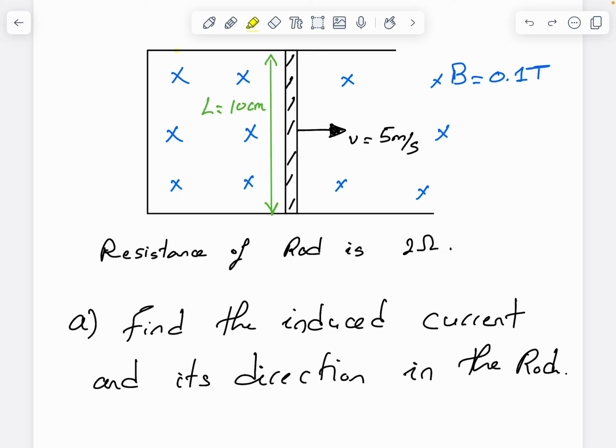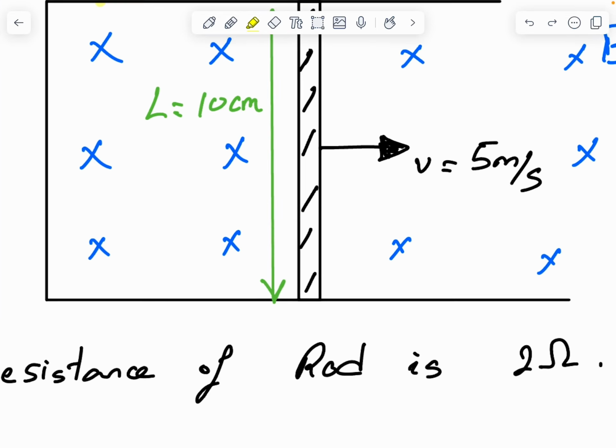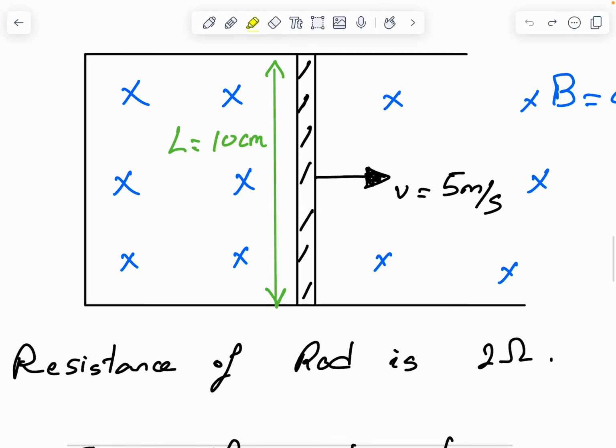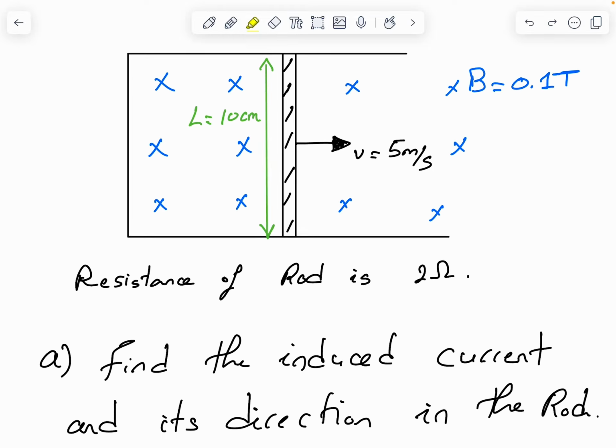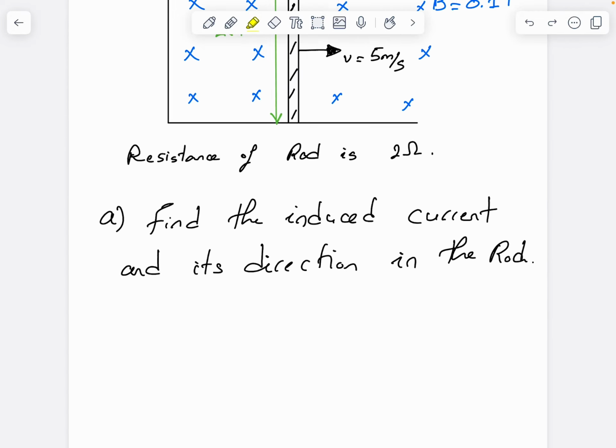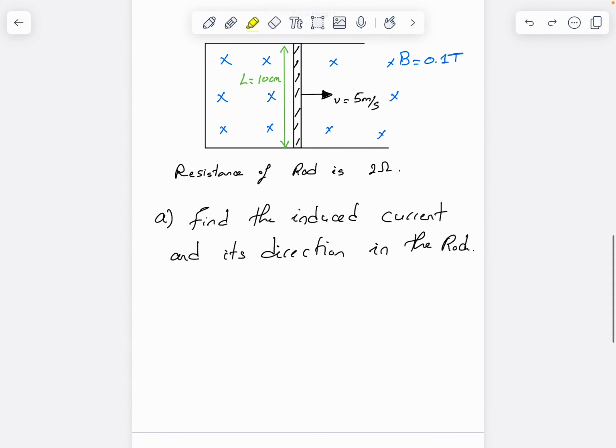Obviously, as the rod is moving, we have a change in the area. So we have a change in the flux. And then we are going to get an induced voltage or EMF, hence an induced current in the loop. Part A, what's the induced current and the direction of the current in the rod. Let's first find the magnitude, or let's find the current.